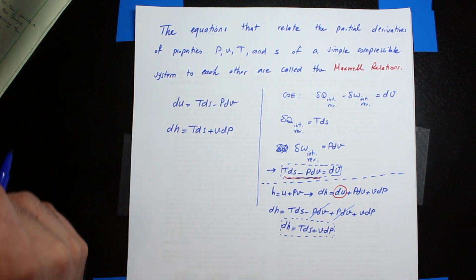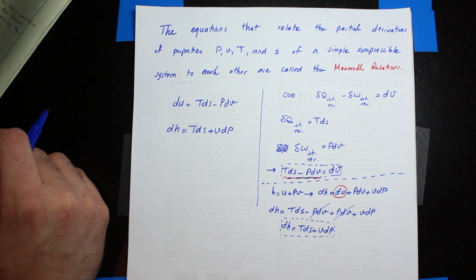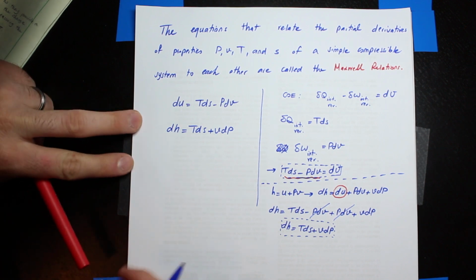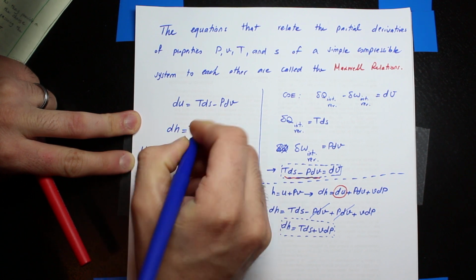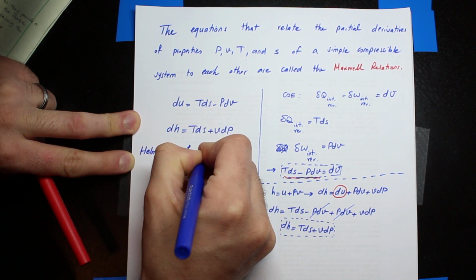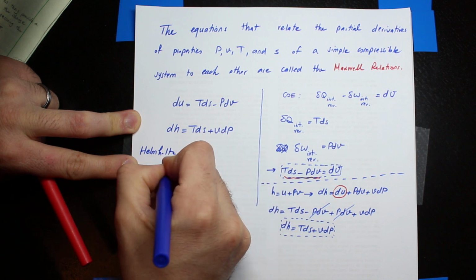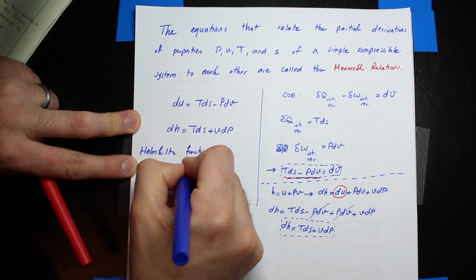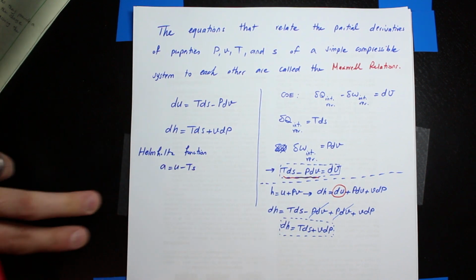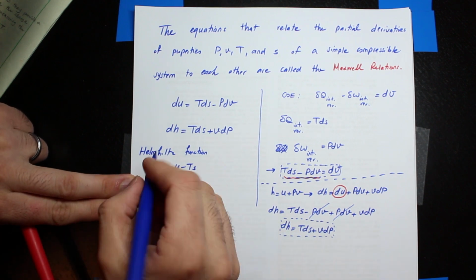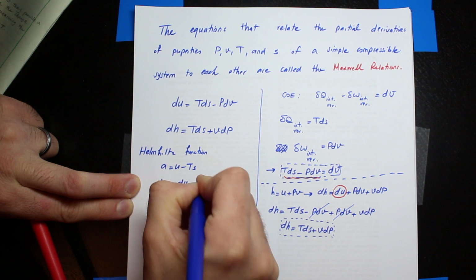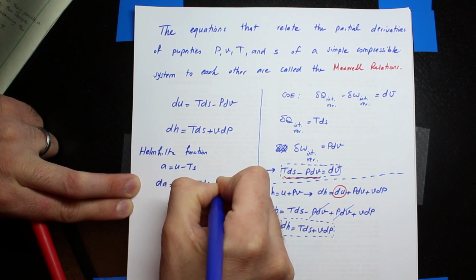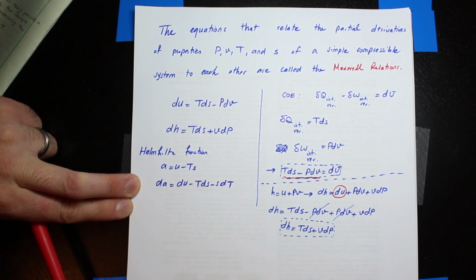The third Gibbs equation that we are using for Maxwell relations comes from the Helmholtz function. The Helmholtz function says A is equal to U minus TS. Okay, so that's the function. So based on that, dA is equal to du minus TdS minus SdT.